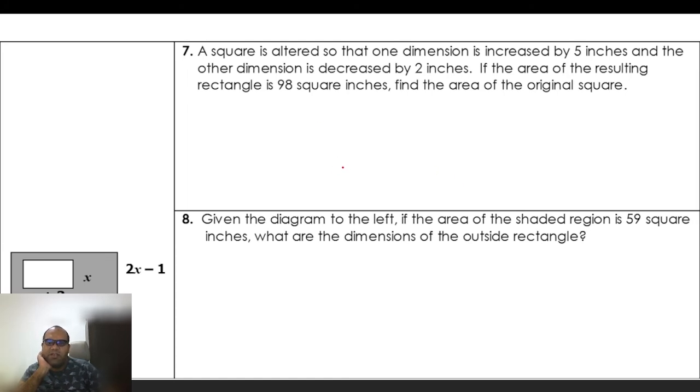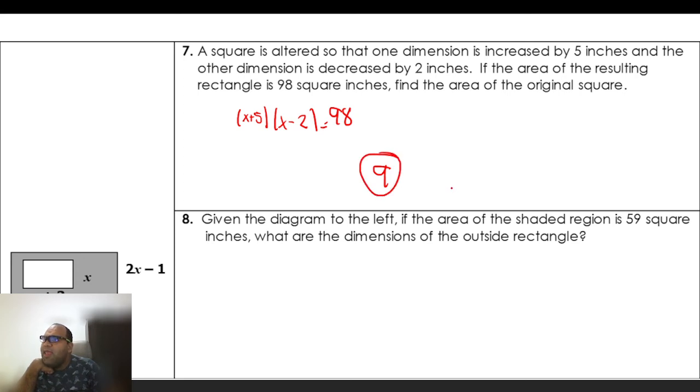Remember to understand, okay: a square is altered so that one dimension is increased by 5 and the other dimension is decreased by 2. Remember, guys, the problems, reading this carefully. We have two possibilities over here. Remember system of equations? Yeah, a little bit. So for this one, the equation is x plus 5 times x minus 2 equals 98. Solving this, you get negative 12 and 9. The solution is just the number 9.